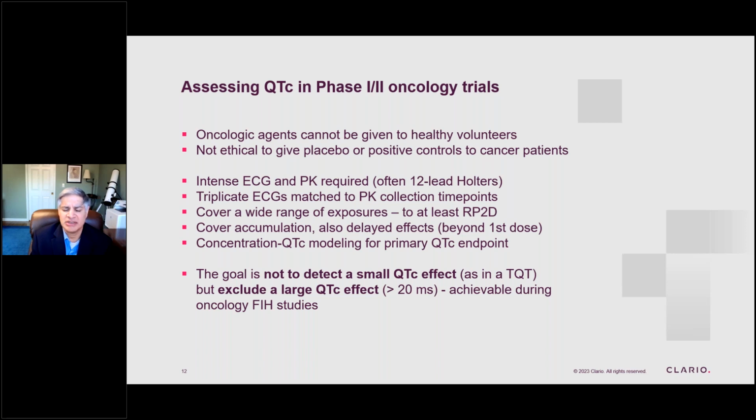You have oncologic patients, and so you won't have placebo controls or positive controls to give you the sensitivity or really rule out just how reliable the findings are. Still, the regulators accept this and have made exceptions for these trial designs.